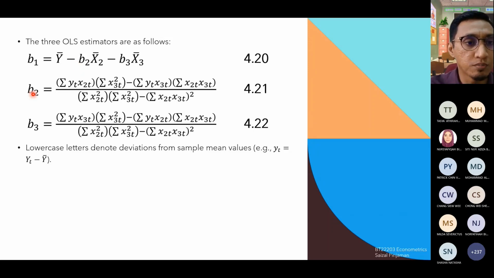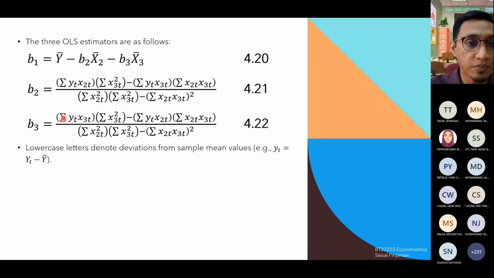Here we have B2 equals the sum of y times x2 times the sum of squared x3, minus the sum of y times x3. Remember, x3 is the second explanatory variable. Times the sum of x2 times x3, over the sum of squared x2 times the sum of squared x3, minus the squared sum of x2 times x3. It seems quite complicated, but don't worry, it's actually pretty simple. Once you have done some practice, you will see how easy it actually is.